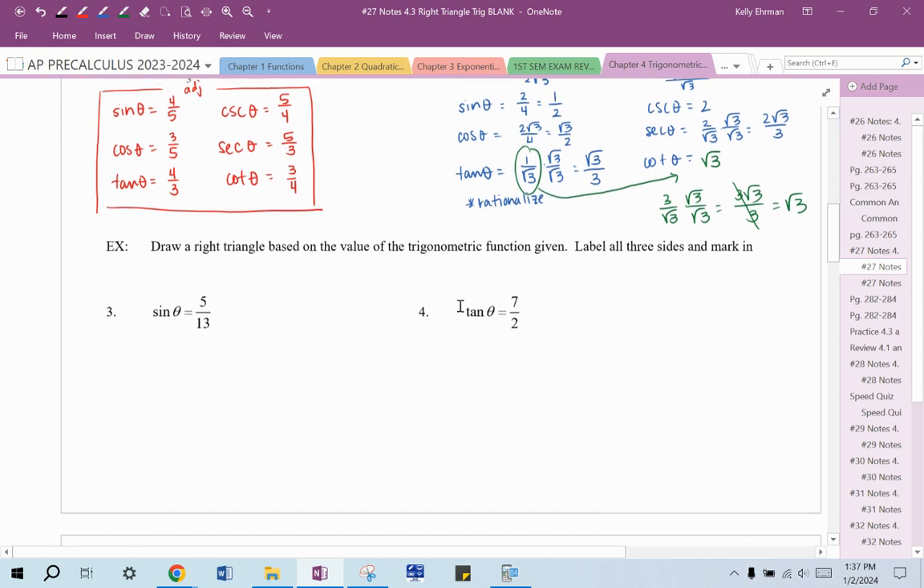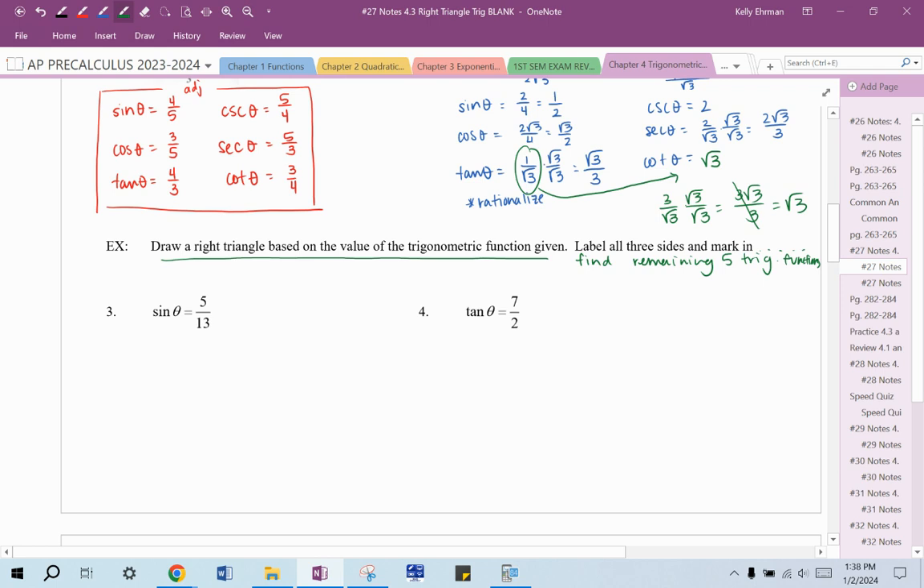All right, draw a right triangle based on the value of the trig function. Label all 3 sides and mark in... I don't know. We're going to label all 3 sides, and I think what I meant to write there was, well, we want to find the remaining 5 trig functions. I'll have to check to see if I fixed that for your notes packet.